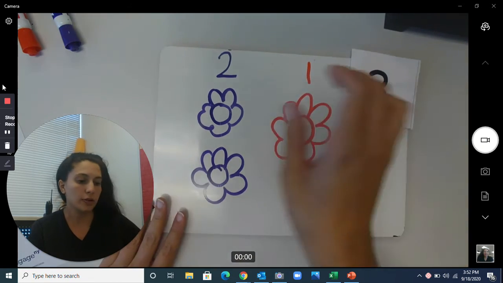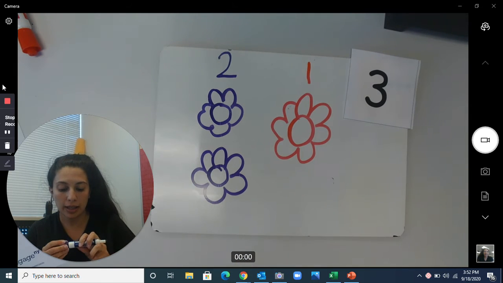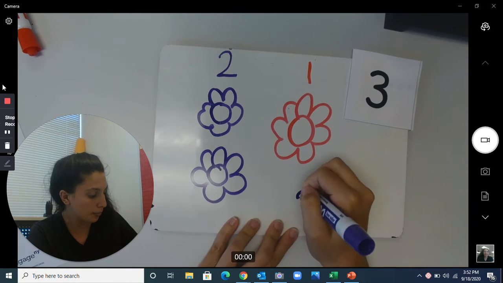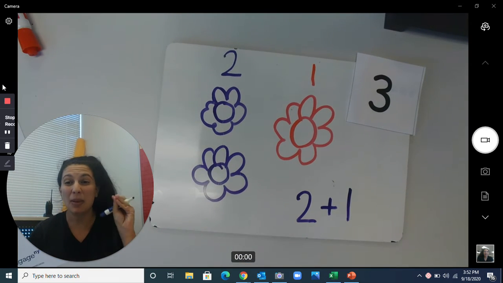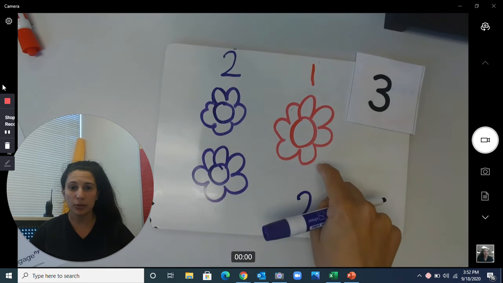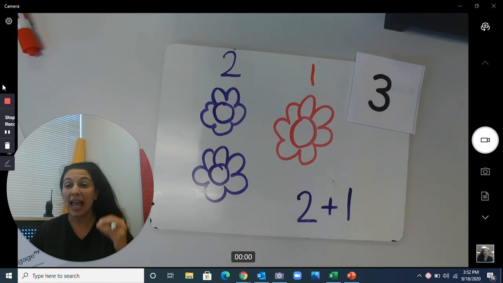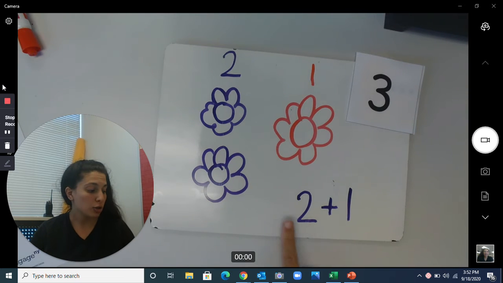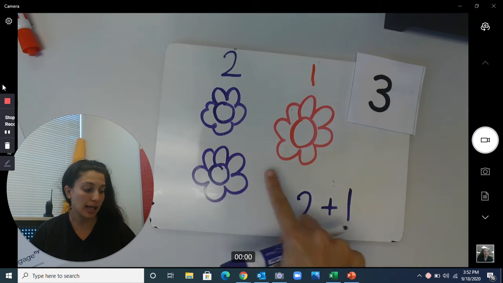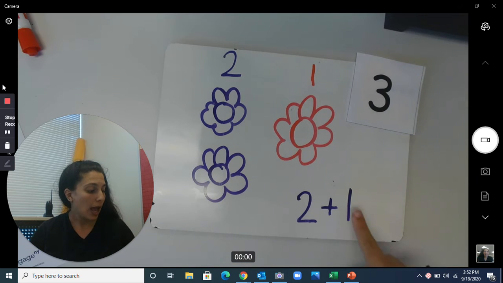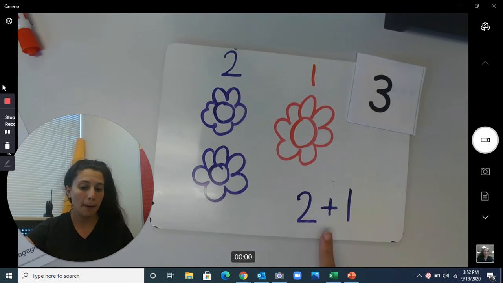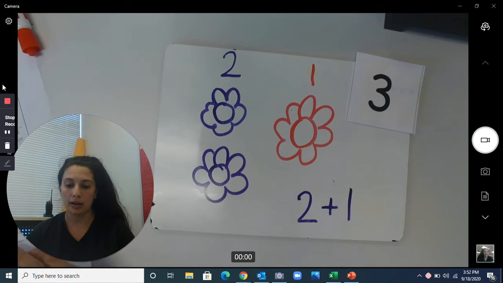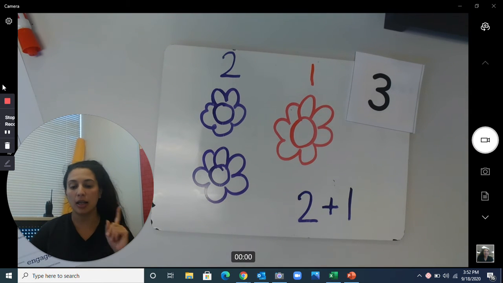So we can show 3 flowers with our numbers like this. I'm going to move this over so I can have some space. I can show it like this: 2 plus 1. This plus means that I'm adding more. Did I add more flowers with the red one or did I take away? I added more flowers. I put more there. So 2 for the purple, plus, because I put 1 more flower, and then 1 for the red flower. So 2 plus 1. Can you say it with me? 2 plus 1.